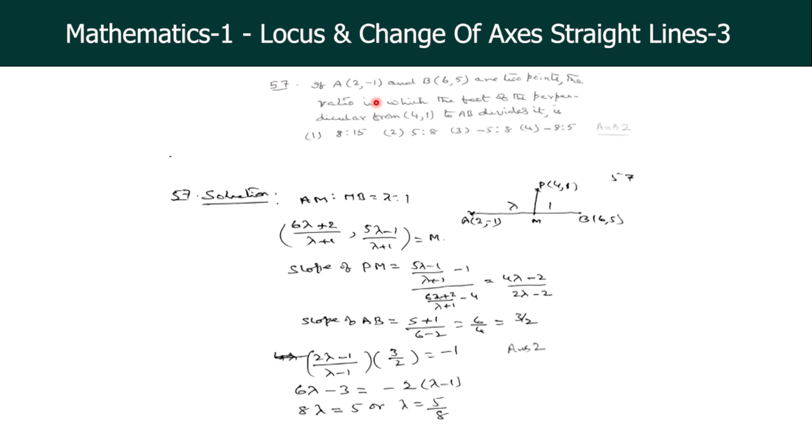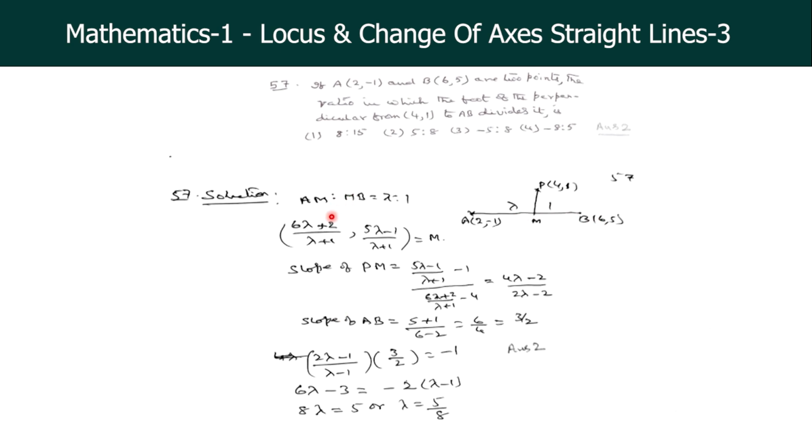Next, 57. If A(2, -1) and B(6, 5) are two points, the ratio in which the foot of the perpendicular from (4, 1) to AB divides it is: 8:15, 5:8, -5:8, and -8:5. Right. And suppose M is the foot of the perpendicular drawn from the point P(4, 1) onto the line AB.